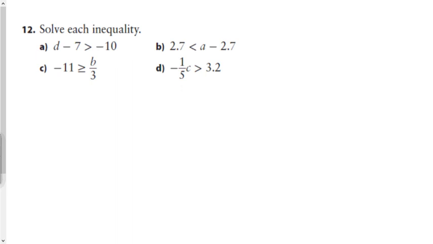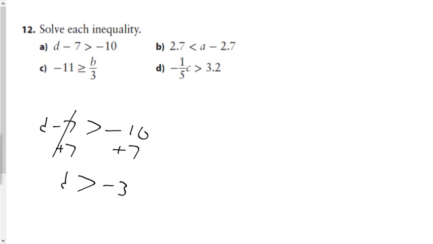Question 12 gives us solving each inequality, which is a piece of cake. So for the first one, d minus 7 is greater than -2, or -10. We're going to solve it by using our algebra sense. All values greater than -3 is your solution. B, add 2.7 to both sides. 5.4 is less than 8.